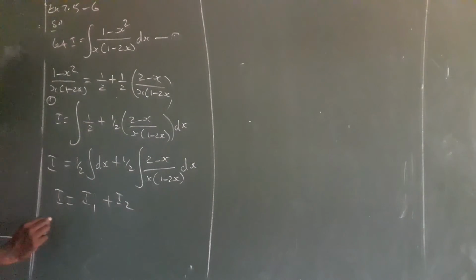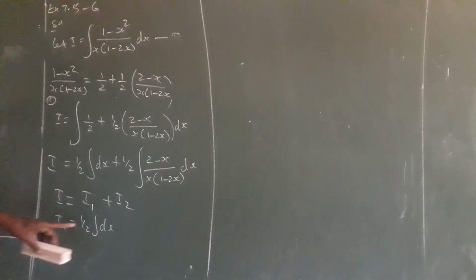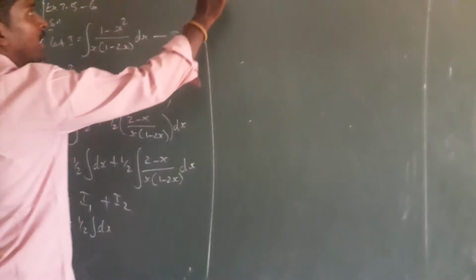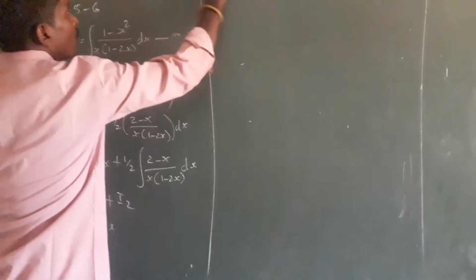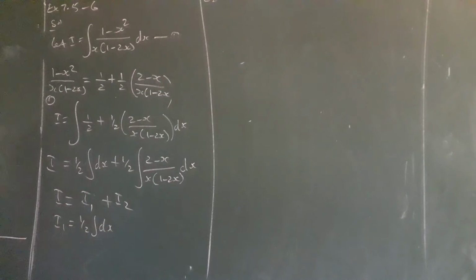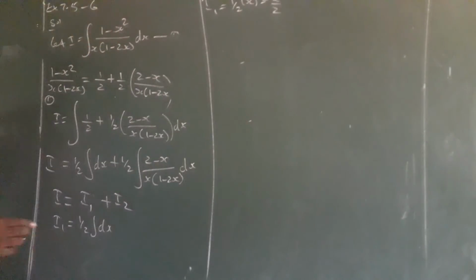Okay. Now I consider I1 equal to 1 by 2 into integral of dx. So I1 is what? 1 by 2 into integral of dx. What is integral of dx? x will come. So I1 equal to 1 by 2 into x, that is equal to x by 2. This is the I1 value. Now come to the I2 part.